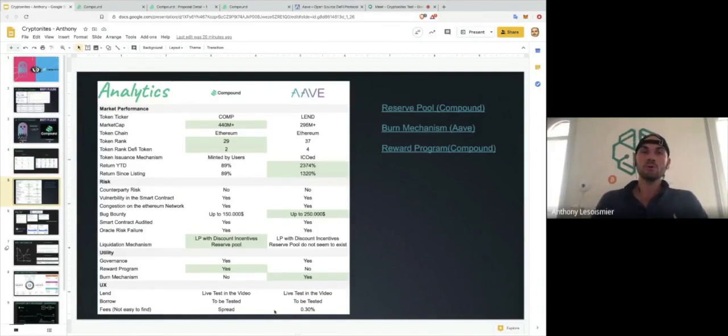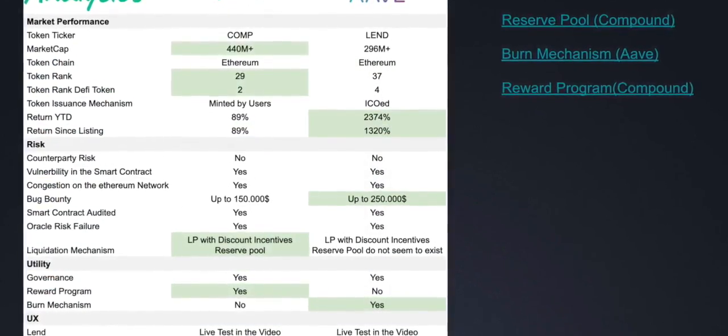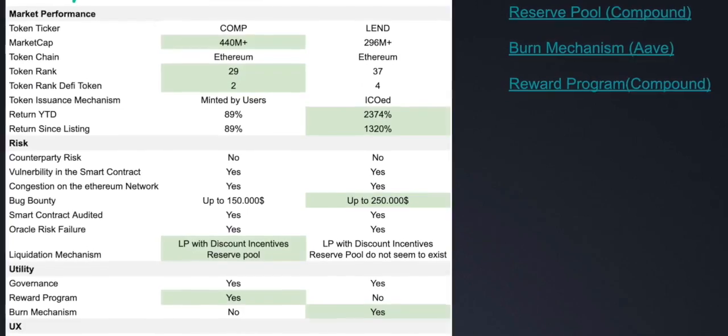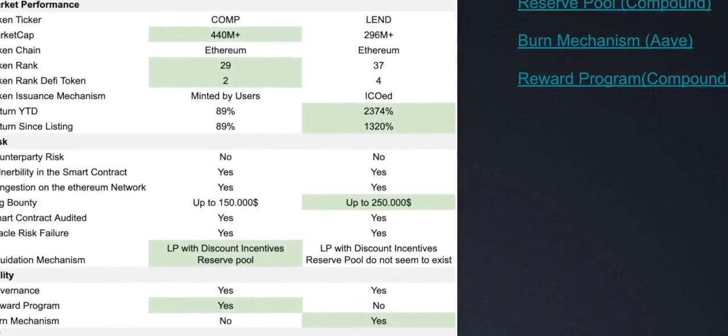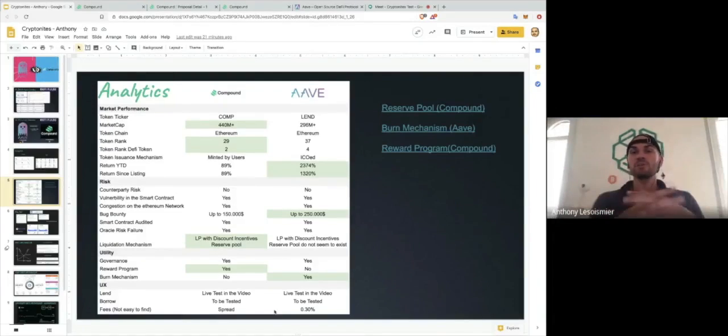So maybe the first angle is to have a straight comparison of the tokens. On one end, we have the COMP token, that is the token of the Compound system. And on the other end, we have the LEND token, that is the token that is at the core of the Aave ecosystem. So we have a clear, bigger market cap for the COMP token. But the COMP token was launched very recently, as opposed to the Aave token that was listed during 2017. So it was more than 3 years, or something like 3 years now, that we have the LEND token that is available on different exchanges to be purchased.